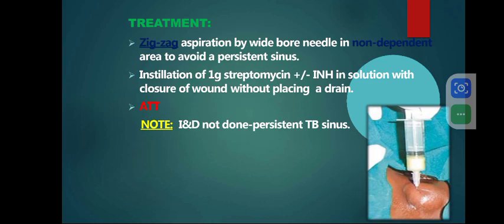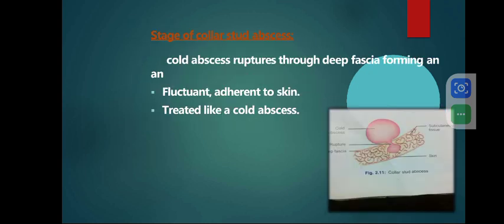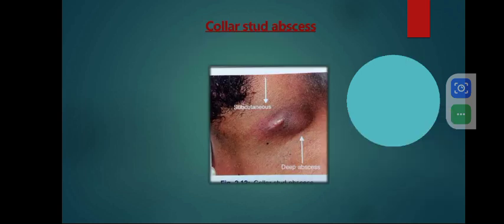Zigzag aspiration by wide-bore needle in an area of healthy skin to avoid a persistent sinus. Instillation of 1 gram streptomycin and INH in solution with closure of the wound without placing a drain. ATT. Note: incision and drainage not done, to avoid persistent TB sinus. Stage of collar stud abscess: cold abscess ruptures through deep fascia forming a fluctuant swelling adherent to skin, treated like a cold abscess. Collar stud abscess.